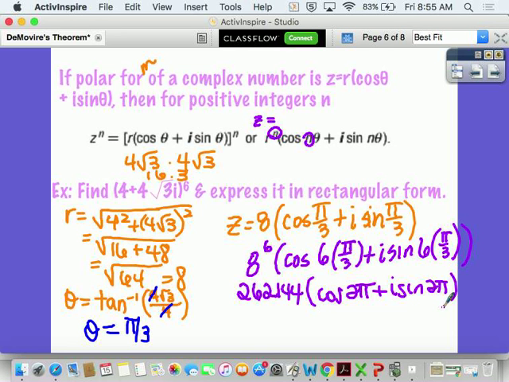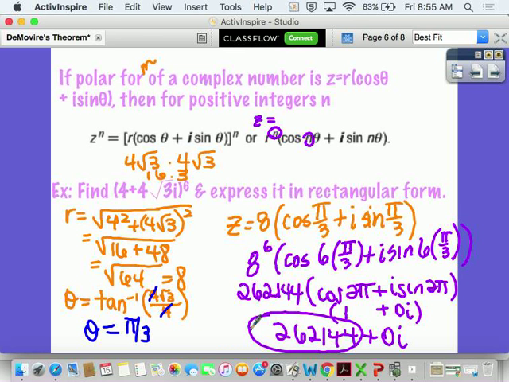So what's the cosine of 2 pi? 1. What is the sine of 2 pi? 0. So we're going to multiply 262,144 times 1 and 0i to get 262,144. Do I have to put the 0i? No. And there's DeMoivre's theorem.